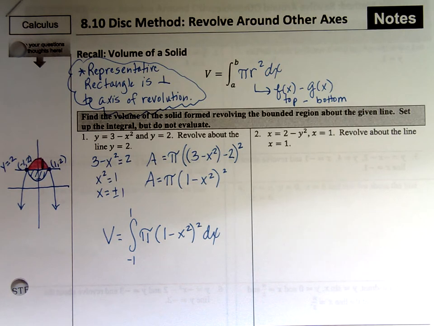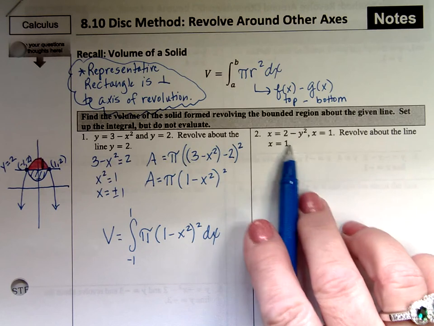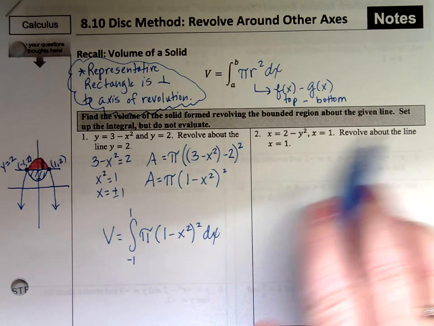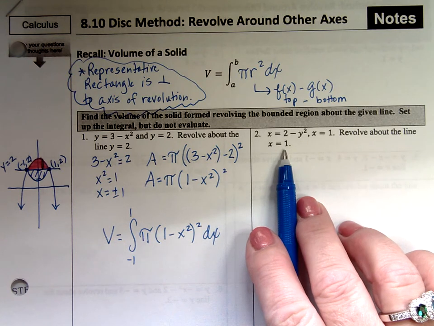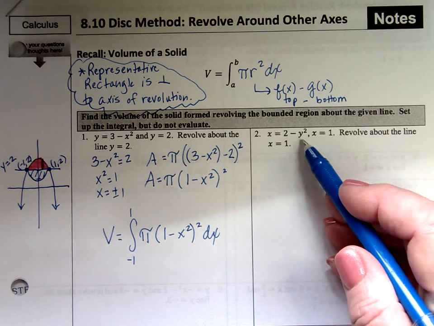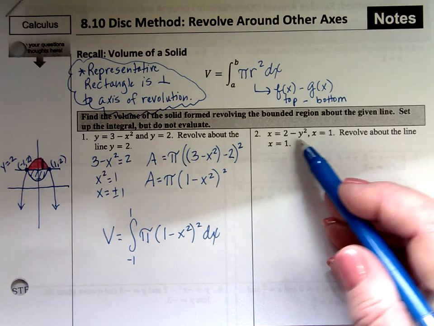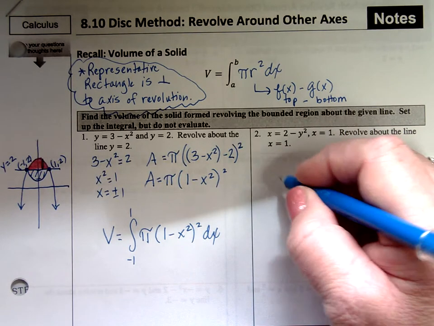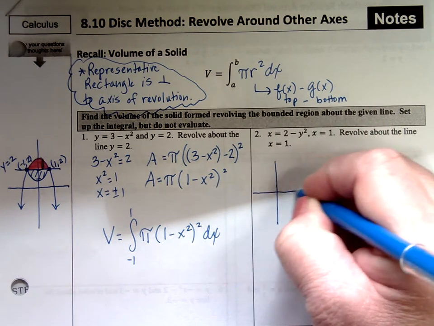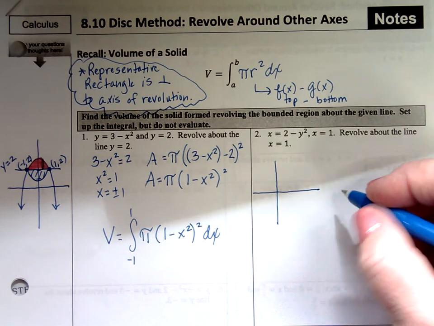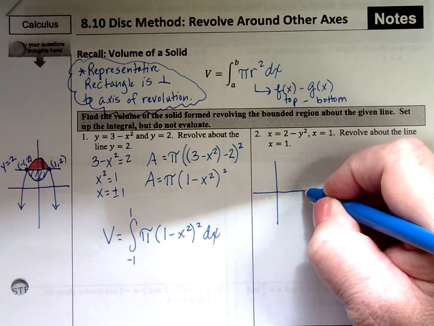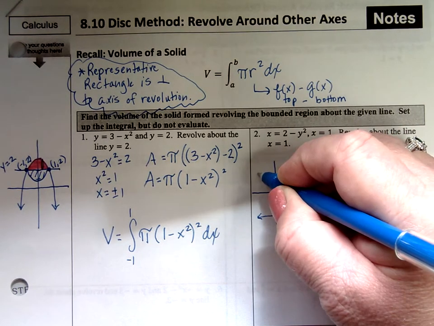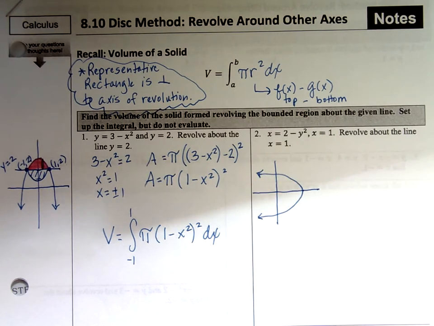All right, so now they're saying, okay, take this next one. Take x equals 2 minus y squared, x equals 1, and revolve it around x equals 1. So let's take a look at what this one looks like. When it's a y squared deal, and you can plug points in to see this, it's going to be a sideways parabola. So here's how this guy looks. You can plot some points if you need to, but he is going to go this way. He's my x equals 2 minus y squared.